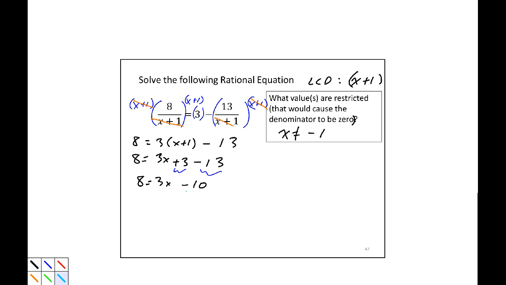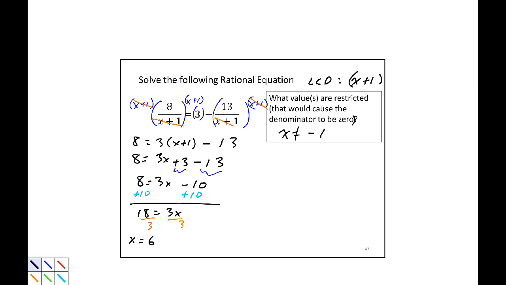Can add 10 to both sides to see that 18 equals 3x, and then last dividing by 3, so x equals 6. Now the only restriction we had was that x is not equal to negative 1, so we're good in that regard.